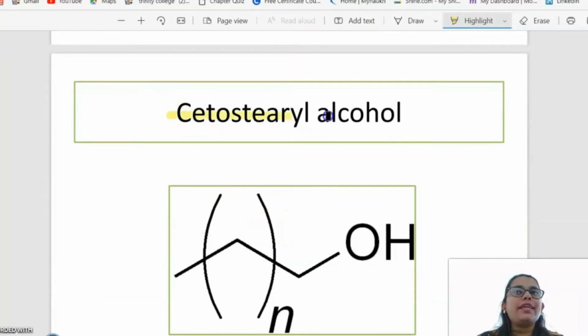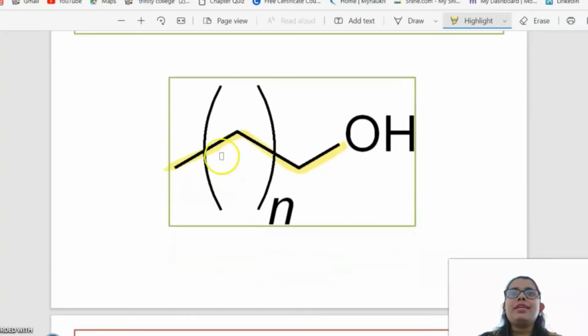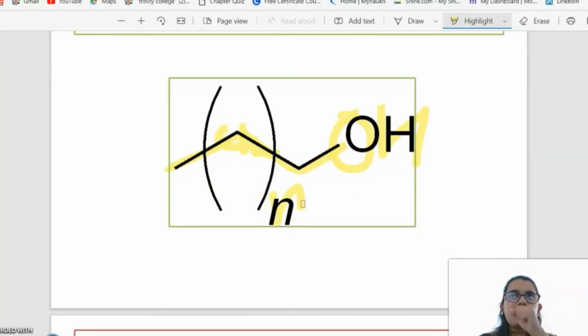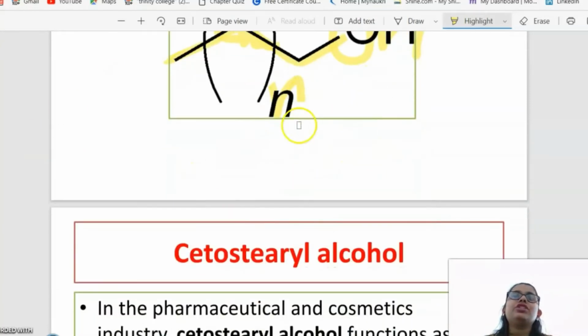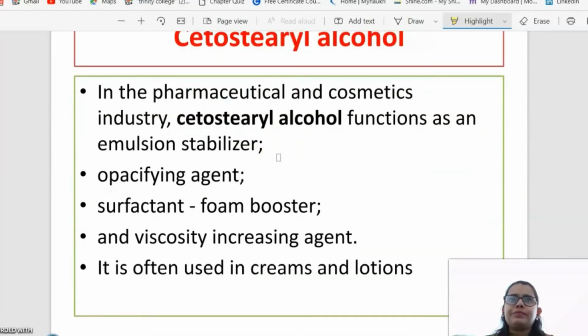The next is cetosteryl alcohol. This is the structure of cetosteryl alcohol. You can see here CH3, CH2, CH2OH. This CH2 group is repeated a number of times. So this is the structure of cetosteryl alcohol. Now we'll jump to the uses.